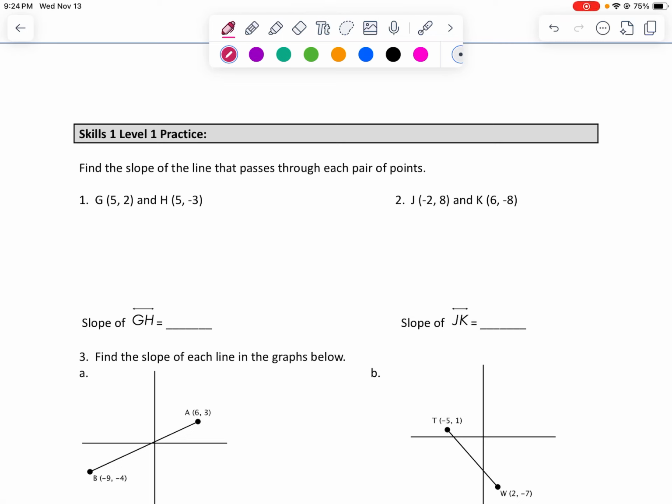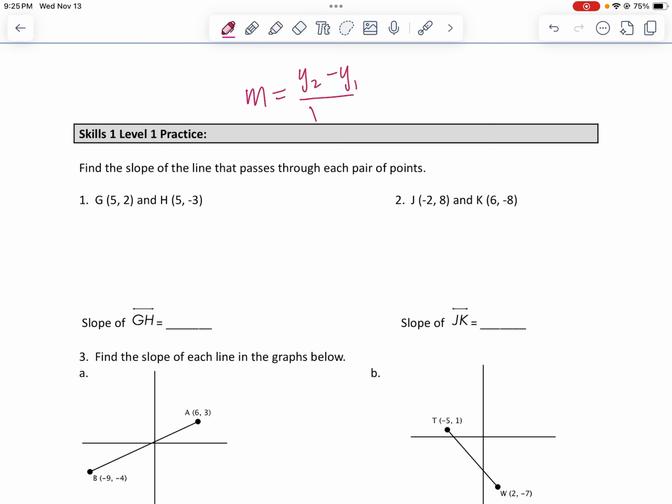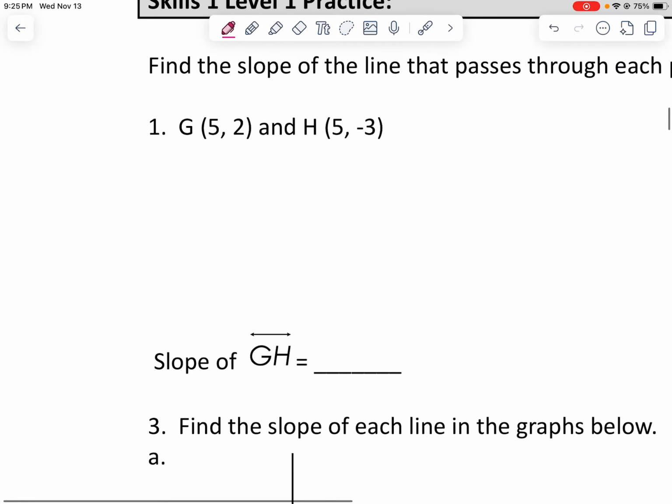All right, now we're going to go ahead and do some practice with Skills 1 Level 1. Okay, number 1, it goes ahead and find the slope of the line passing through each pair of points. Again, now that we know this equation of m is equal to y2 minus y1 all over x2 minus x1, we're going to go ahead and label my points first, and then we can go and plug and chug into my formula. So we're trying to find the slope of g and h.